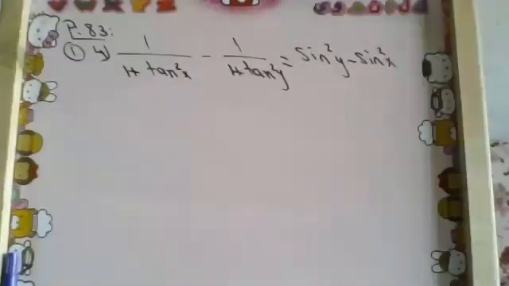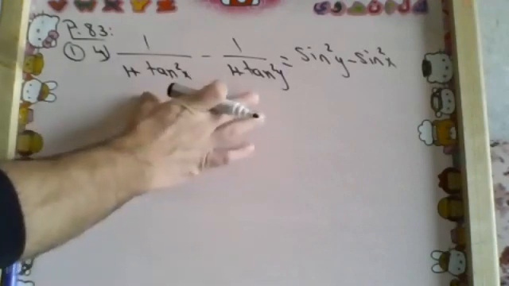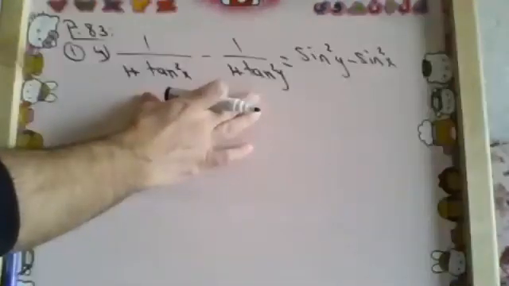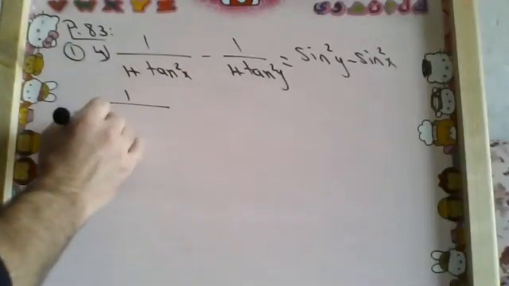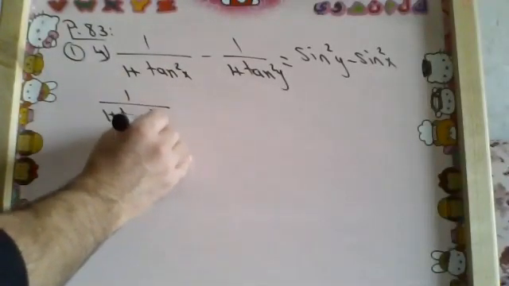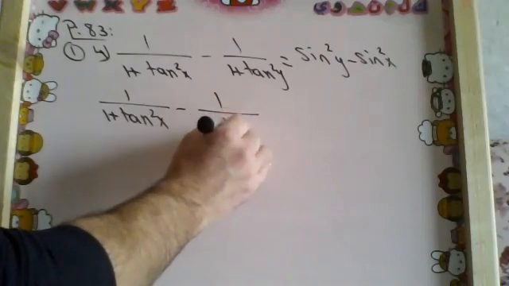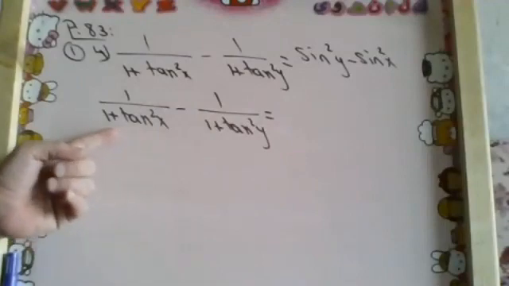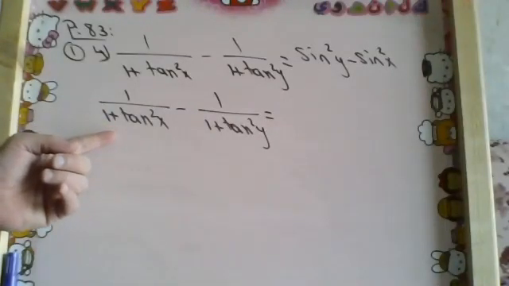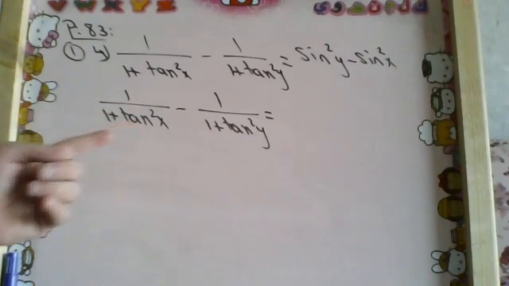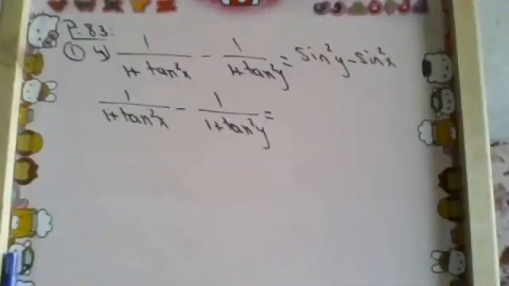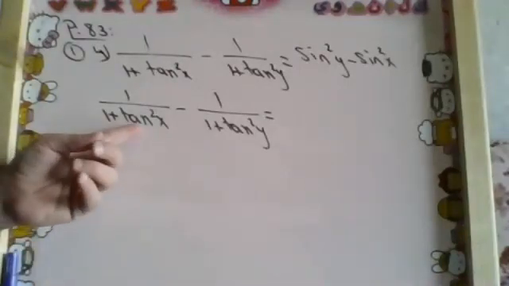First of all, we know that 1 over 1 plus tangent squared x equals cosine squared x. So here we started from the left side. Write it again: 1 over 1 plus tangent squared x minus 1 over 1 plus tangent squared y. This is cosine squared x. We said that you can memorize it. It's a rule. 1 over 1 plus tangent squared x is cosine squared x. And if you want to derive it, you replace tangent.